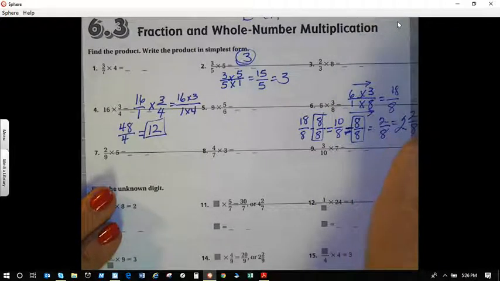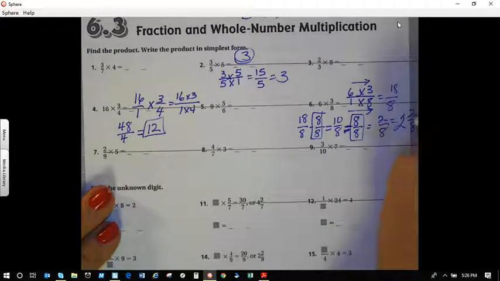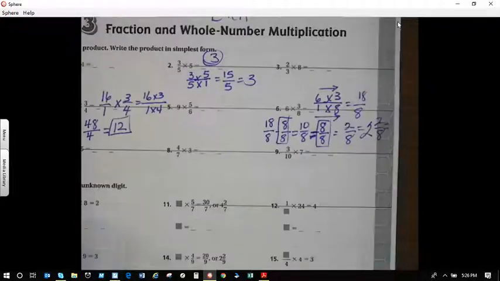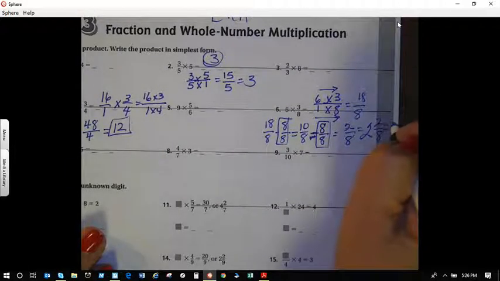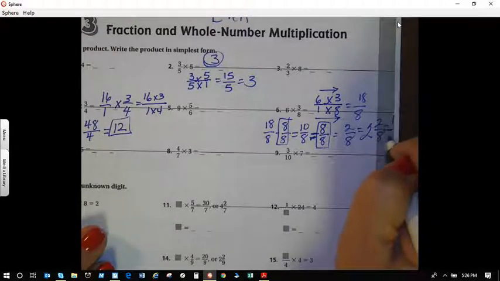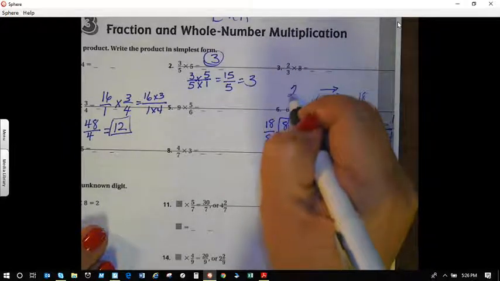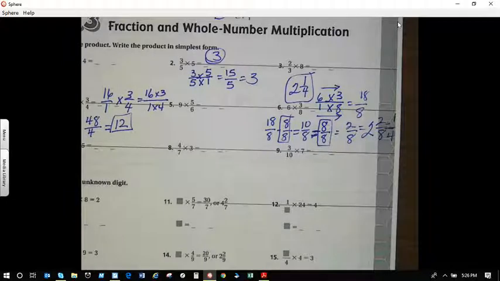But I can't leave it like that, right? So 2 is divisible by 2, so it can be split in half. Half of 2 is 1. Half of 8 is 4. So number 6, my answer is going to be 2 and 1/4. Sorry about that little confusion. I hate working in small spaces, and you guys know that. That just drives me crazy.